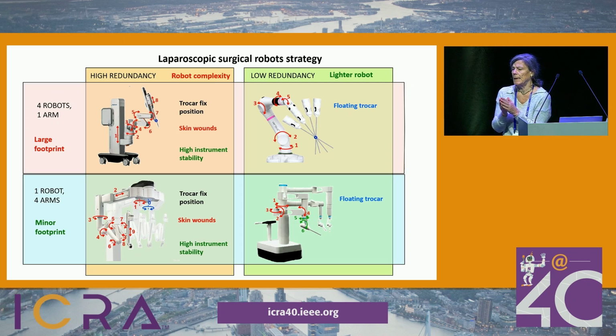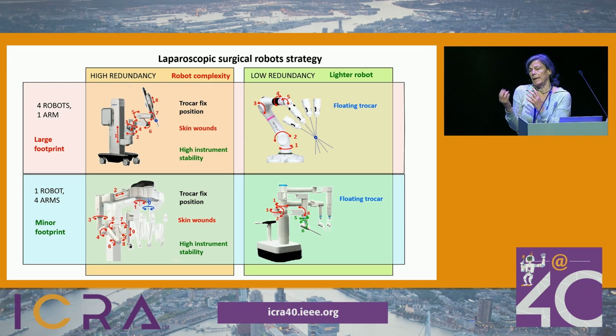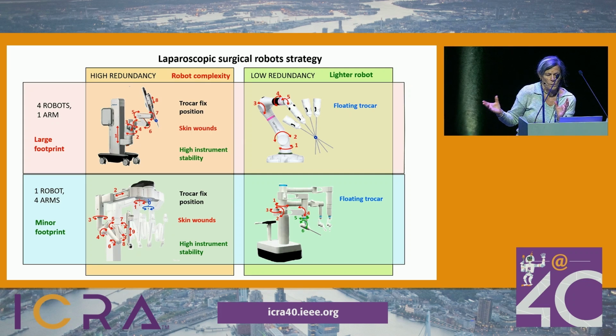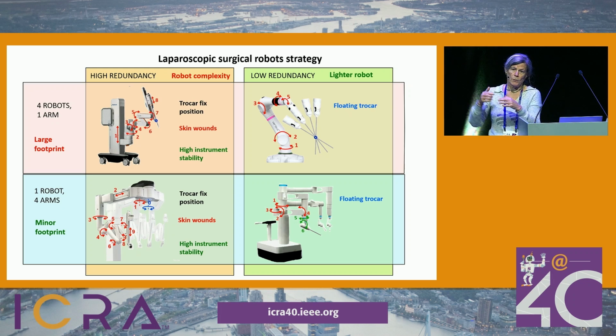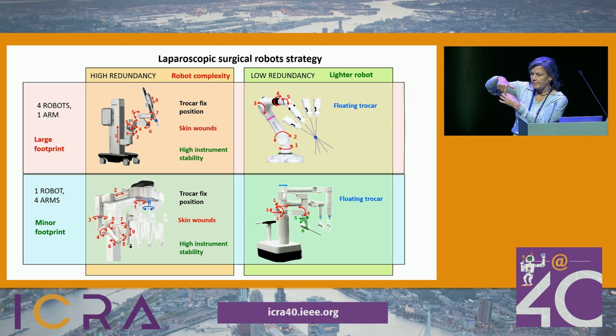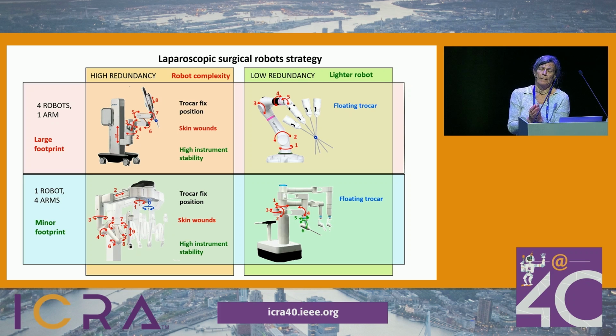In the first case, as the robot is fixed in this position, or the instrument is fixed in this position, and the abdomen of the patient can move a little by breathing or other movements, they can cause small skin wounds like hematomas. But also, what we have to consider is that thanks to this positioning of the instrument with the degrees of freedom at the last degrees of freedom, they can have high stability.